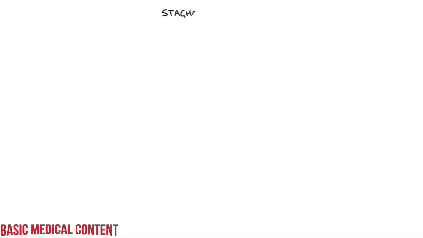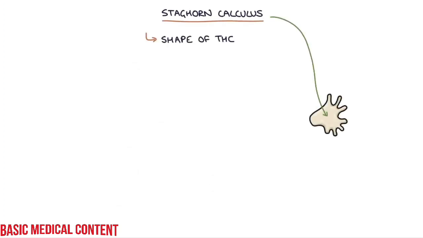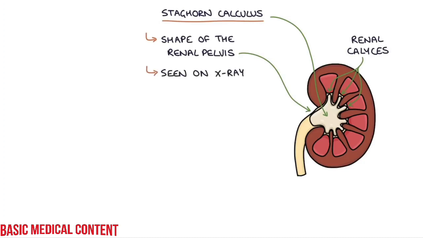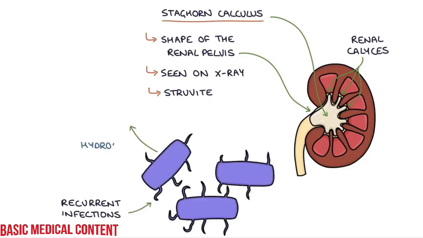Next, let's talk about staghorn calculus. A staghorn calculus is where the stone forms into the shape of the renal pelvis, giving it a similar appearance to the antlers on a deer stag. The body of the staghorn calculus sits in the renal pelvis, with the horns extending into the renal calyces. A staghorn calculus may be seen on plain X-ray films. Most commonly, this occurs with stones made of struvite. In patients with recurrent upper urinary tract infections, the bacteria can hydrolyze the urea, which is found in the urine, into ammonia, and this creates the solid struvite.